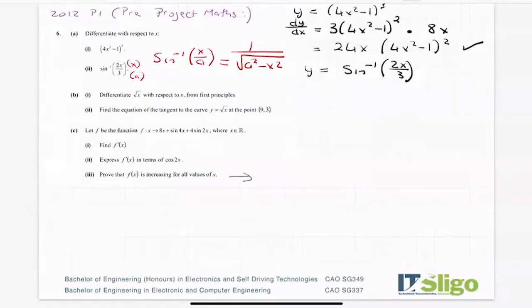Okay, so dy dx then, or of course f dash of x, whatever you want to call it, is equal to 1 over the square root of my a is 3, so 3 squared, minus my x is 2x, all to be squared, but I must multiply it by the 2x differentiated.